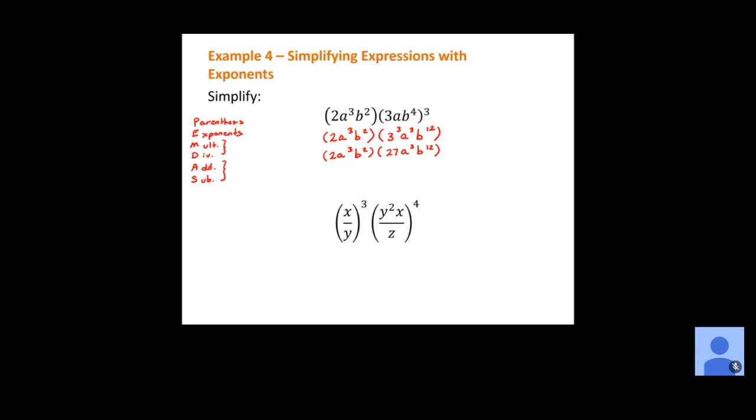So let's start with the numbers, right? So if we just multiply the numbers here, what are we going to get? Yeah, the 2 and the 27, right? So 2 times 27 is going to give us what? 54, right? So we multiply the numbers together. That gives us 54.